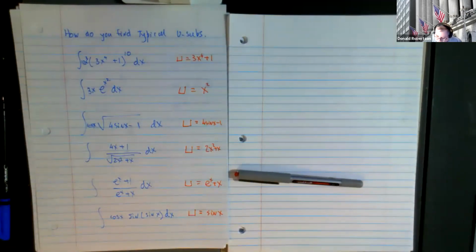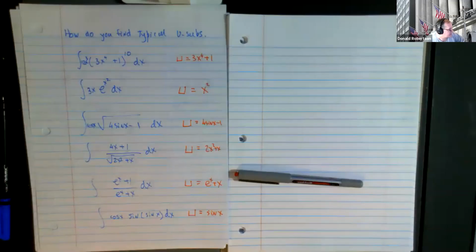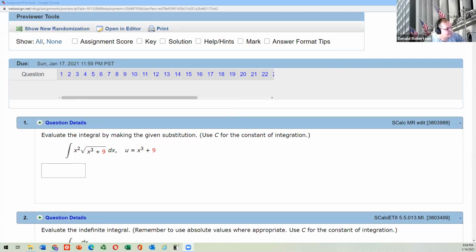I might be labouring the point, but if you can't pick the right u sub, you're not going to get this question, right? If you can't do step 1, it doesn't matter if you know how to do steps 2, 3, and 4, because you don't know the right u sub. And that's an important skill. So I'm going to now move over and we're going to look at the homework questions. And I'm going to make this a little bit bigger because I can.